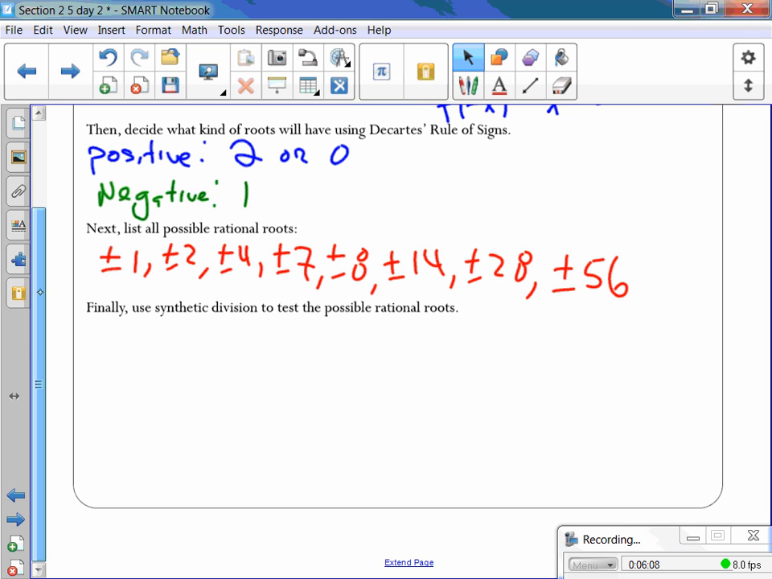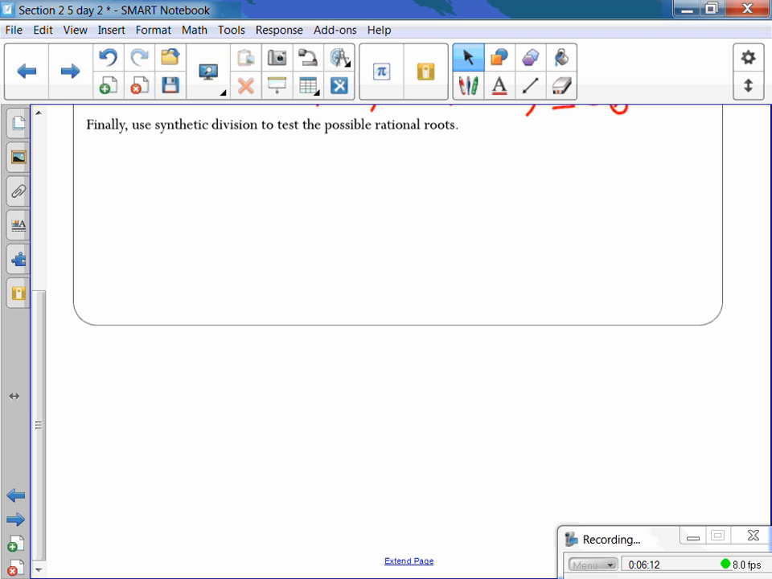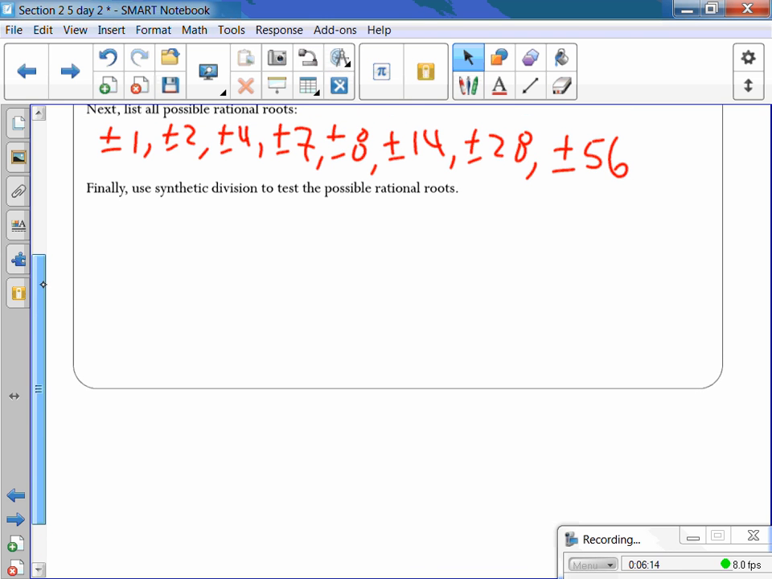Division. But not long division, synthetic, right? Synthetic is quick and easy. So, where do we start? Well, where do we start? Or if you like 56, you like the big numbers, start from there.